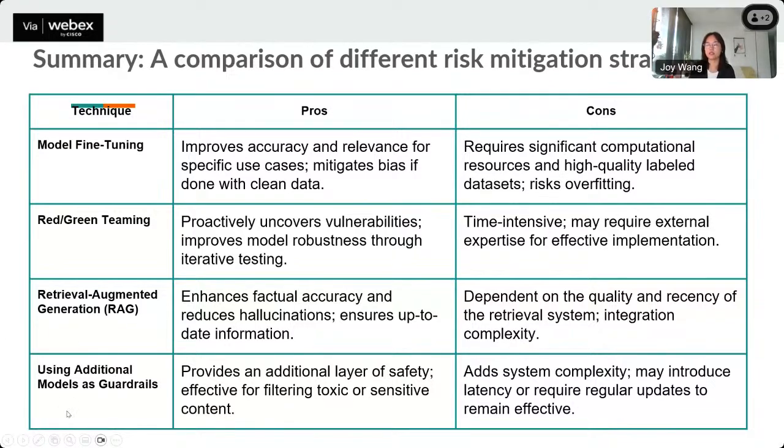And the last method is using an additional model as a guardrail. Basically, we're using the AI application, but we provide an extra layer of security control, trying to filter the content that is toxic or unsafe to use. But this also comes with limitations. If you have two AIs interacting together in real time, this will add system complexity, introduce latency, or require updates to keep the model effective.